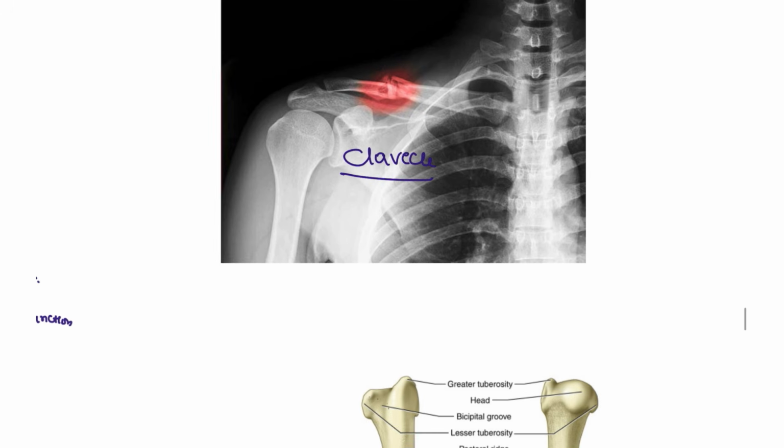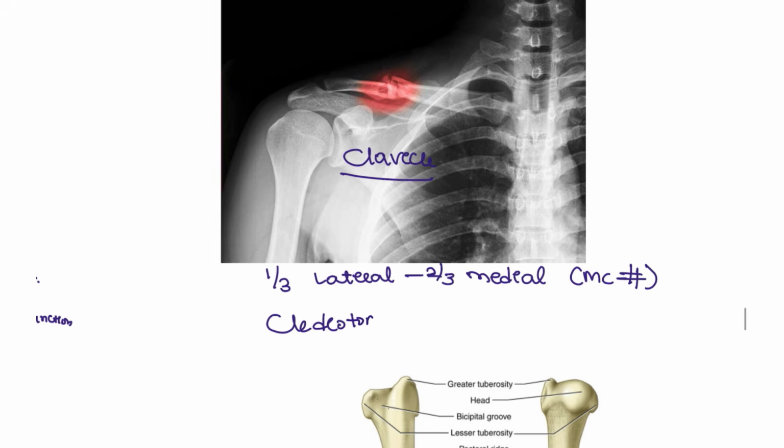Most common site of clavicle fracture will be the junction of the lateral 1/3 and medial 2/3. And cleidotomy. What is cleidotomy? This is the iatrogenic fracture, so deliberately we do it during shoulder dystocia. It's a treatment, iatrogenic, right?